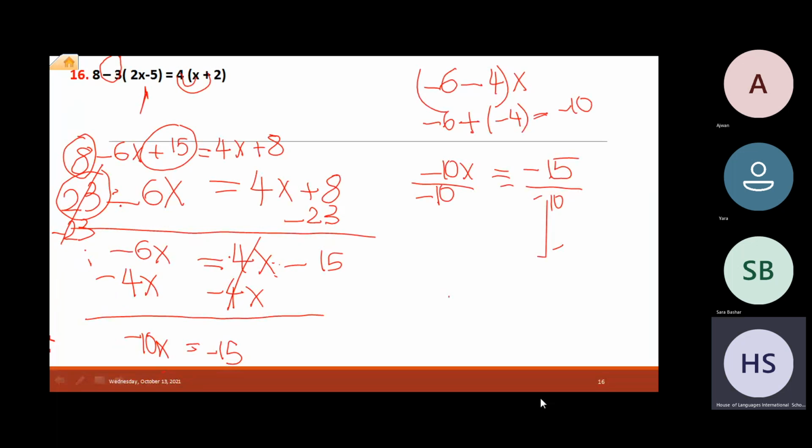Okay, now here. X is multiplied by what? X multiplied by negative 10. I need to take x alone. Okay, so divide by negative 10. It's so easy. Just open your mind.